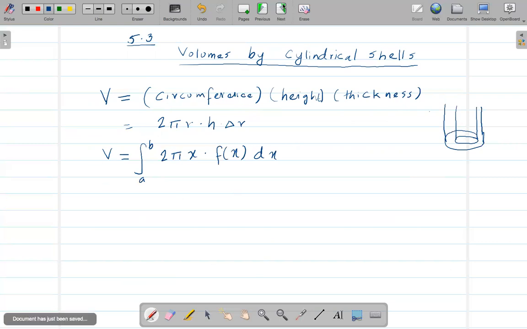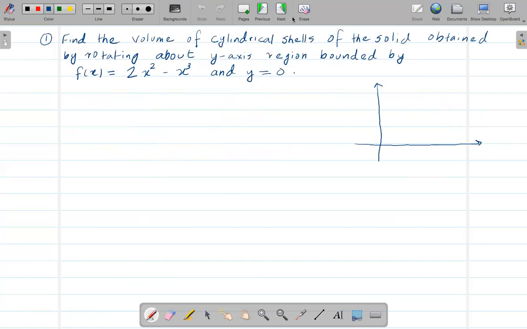Now, based on this formula, let's find the volume of the cylindrical shell of the solid obtained by rotating about the y-axis the region bounded by f of x equals this, and y equals 0. As we know, y equals 0 is the same as the x-axis, right? Now we're finding the volume of this.